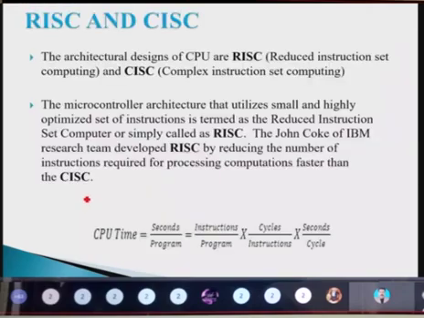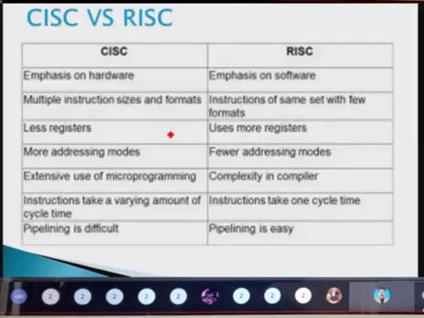So next, what is meant by RISC and CISC? RISC is nothing but reduced instruction set computing. CISC is nothing but complex instruction set computing. CPU time equals seconds per program, that is instructions per program times cycles per instruction times seconds per cycle. So what is the difference between CISC and RISC? It's a complex instruction set computer, reduced instruction set computer.